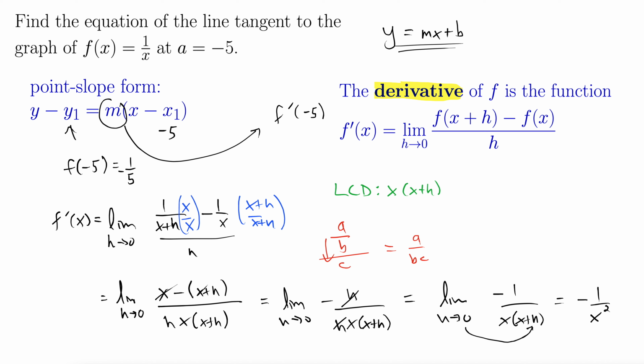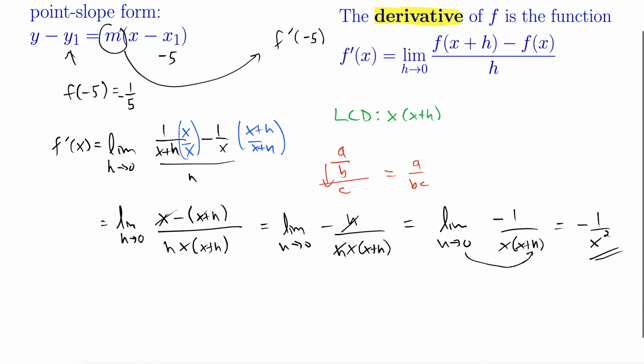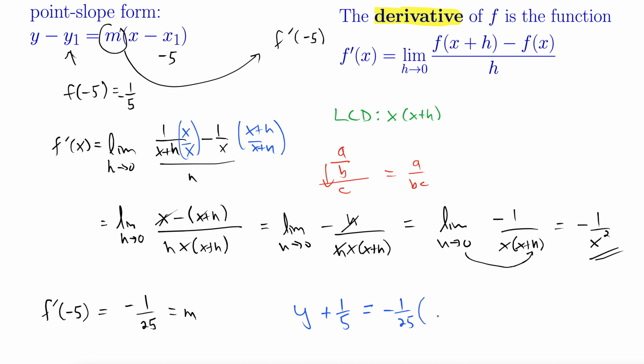Okay, so we now have the derivative of the function at any point x. That's good news. We are particularly interested in evaluating this derivative at x equals -5. So we can say f prime of -5. Plugging that in, we have -1 over -5 squared, which is -1 over 25, and that's our slope. So finally, we can plug this into our point-slope form of the line. So we have y minus a -1/5, so that makes it y plus 1/5 equals the slope, -1 over 25, times x minus a -5, so x plus 5.